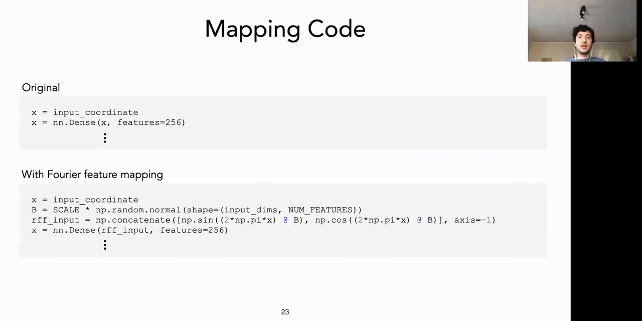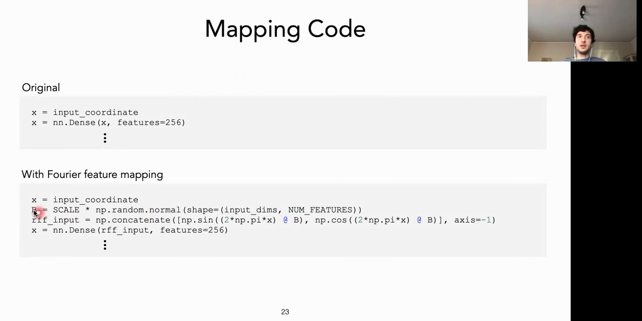I think it's often nice to see the corresponding code to these sorts of problems because, at least in this case, it really shows the simplicity of the method. Before, we would just take our input coordinate and pass it into the network. Now we have our input coordinate, but we also have this randomly sampled B matrix. Before we pass this into the network, we're just multiplying the input coordinate by this B matrix, taking the sine and the cosine of it, stacking these all up, and then passing it in.